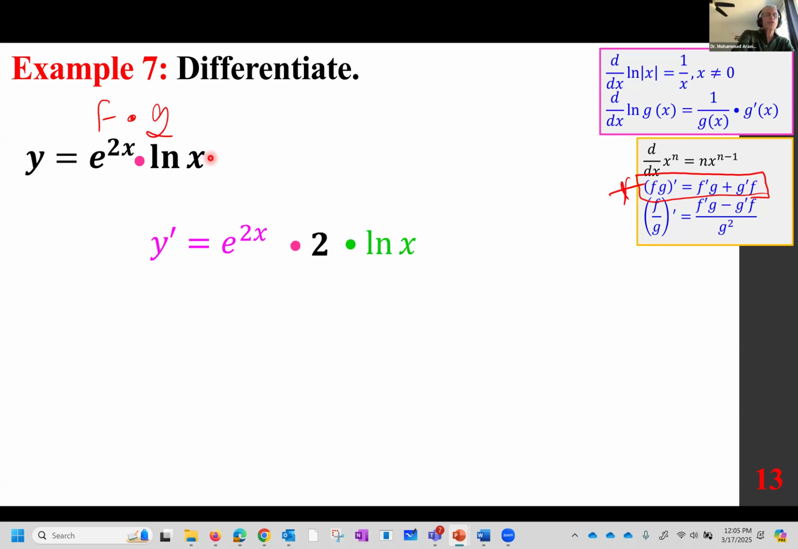plus g prime f. G prime is simply 1 over x times f, e to the power of 2x. And we're done with calculus. We are going to take the common factor of e to the power of 2x out. This leaves us with 2 ln x. This leaves us with 1 over x. We are done.